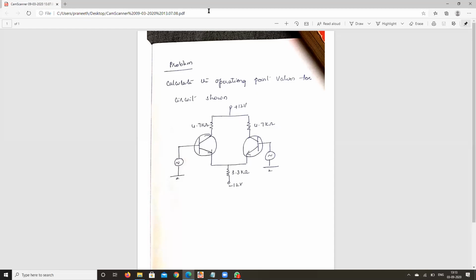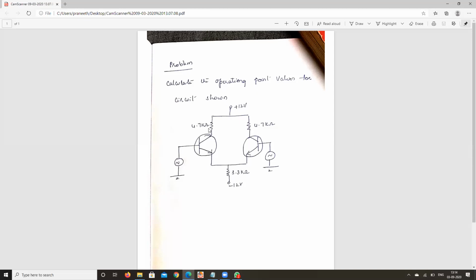We have done the DC analysis, isn't it or not? So just go through the DC analysis. What formulae do you have for calculating ICQ and VCEQ? And from the figure, just note down the data that you have. So look at the figure, what data is available for you?